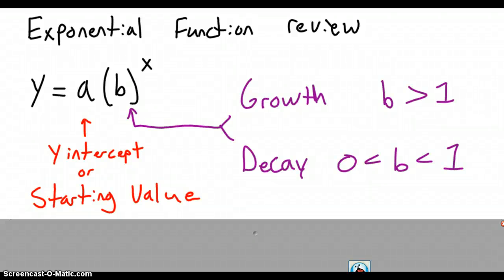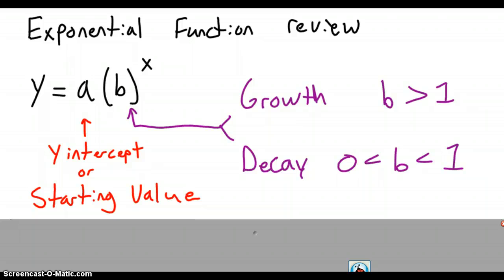Alright, so here we're going to look at a review of exponential functions. What we see right now is that they always take the form y is equal to a times b to the x. What makes it an exponential function is that our x is in the exponent. They're labeled here, but our a is always our y-intercept, or when we're writing out our exponential equations, it's our starting value, whatever we started with.